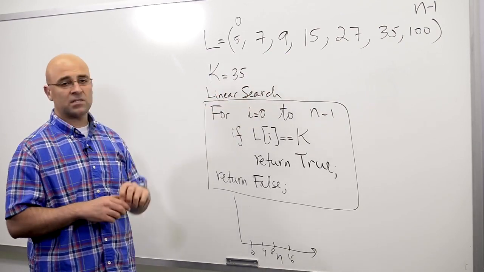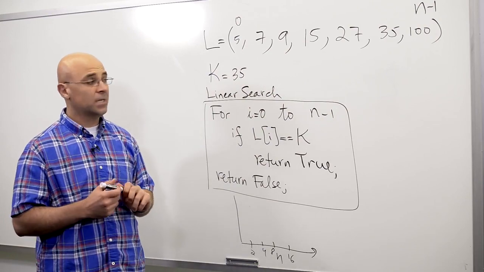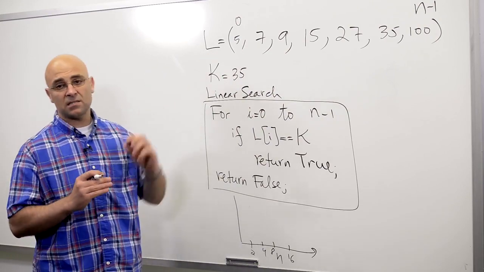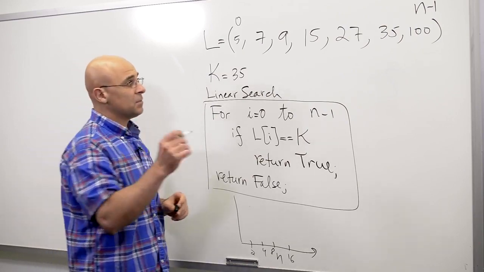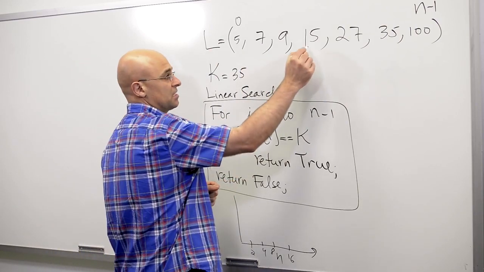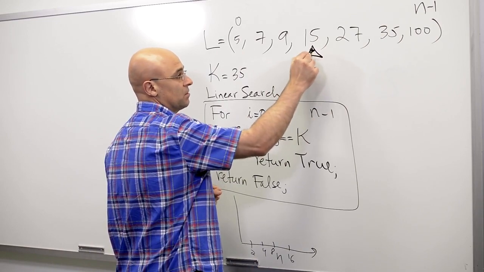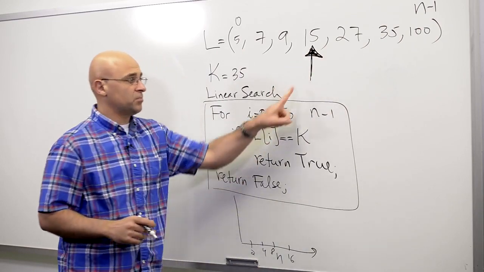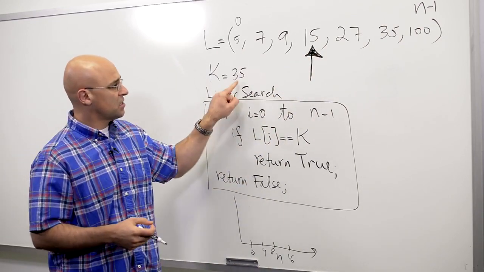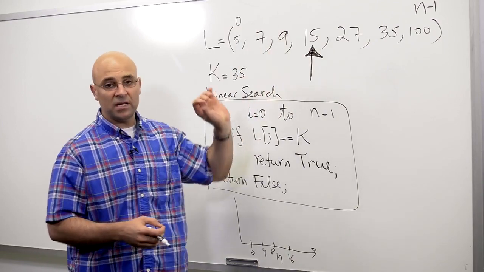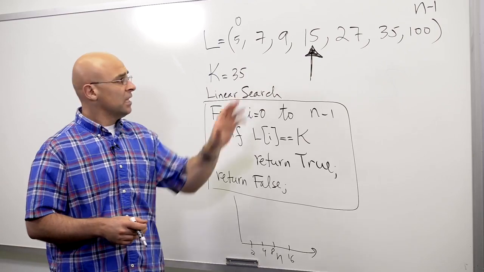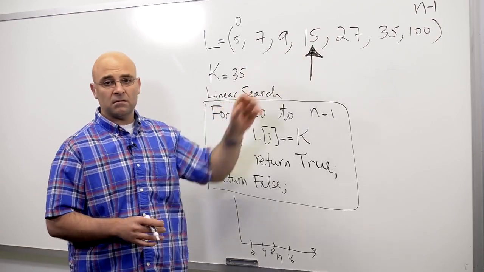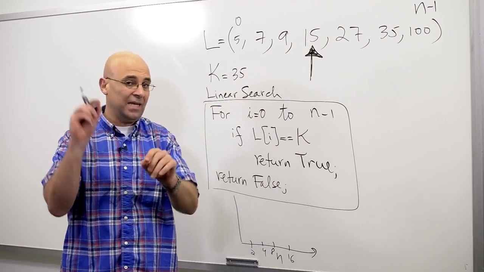I am looking for this element 35. Since the list is sorted, I'm not going to scan it linearly. I am going to go to the middle point of this list, which is this point here. I'm going to ask, is the element 35 found at that midpoint of the list? If 35 is there, I am done. I found it already in one operation.